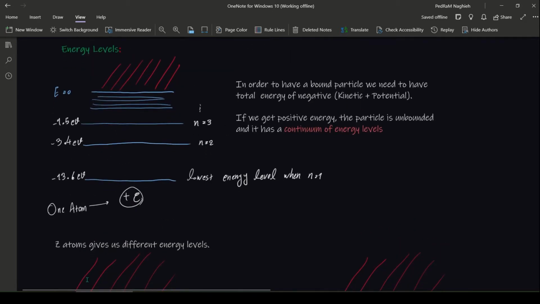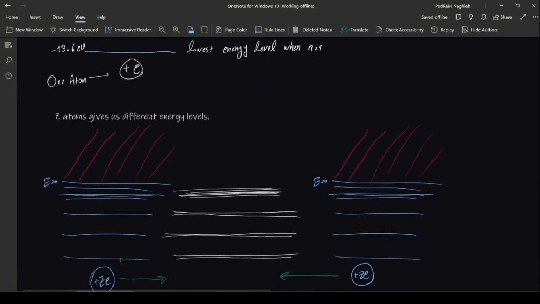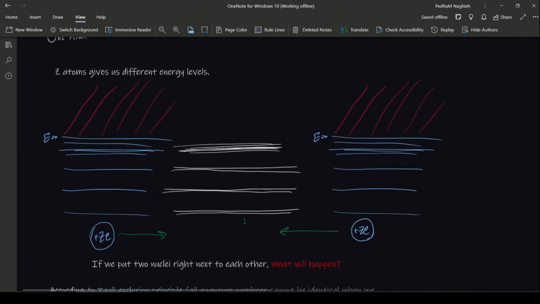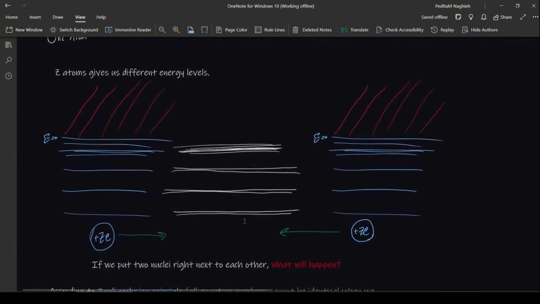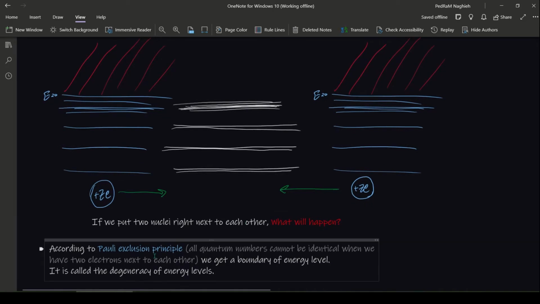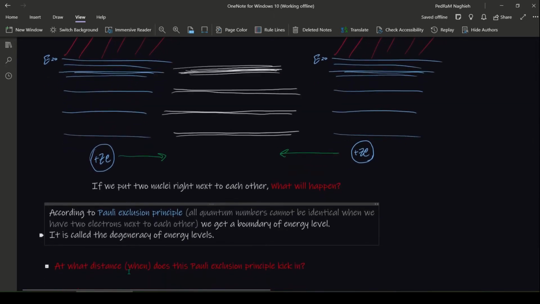But if we have Z atoms, let's see what will happen. We have two Z atoms here and here, and we want to get them close to each other. If we put the nuclei right next to each other, what will happen next? According to the Pauli exclusion principle, which says that all quantum numbers cannot be identical when you have two electrons next to each other, we get a splitting of energy levels. It is called degeneracy of energy levels.